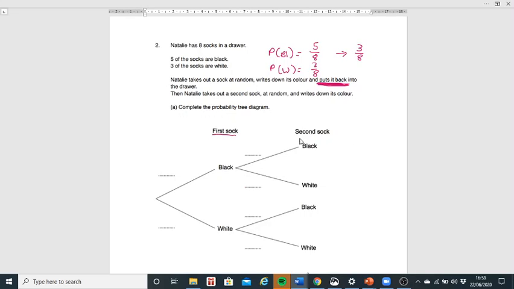Event number 2 is getting the second sock. And if she's lucky, they won't match. I love it when my socks don't match. I don't like wearing socks that match, personally. So, right, let's have a look at what we draw.